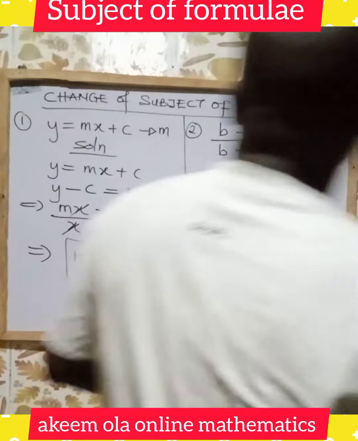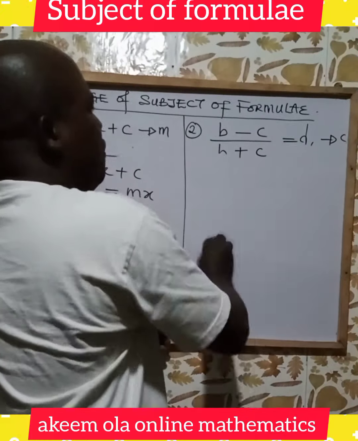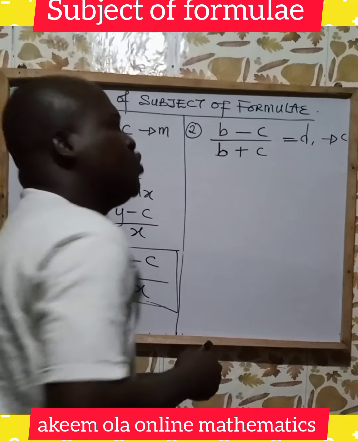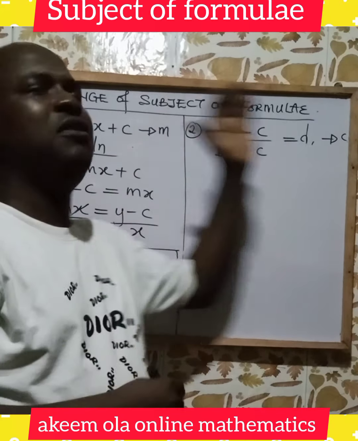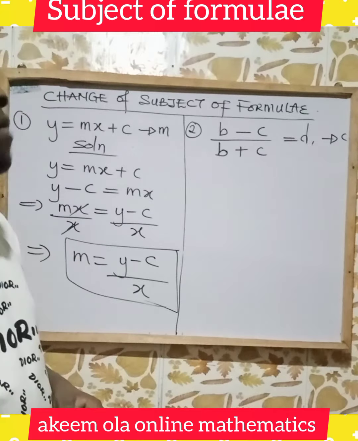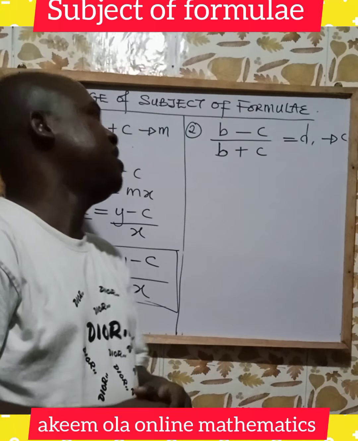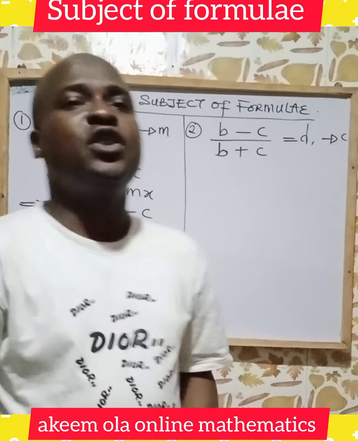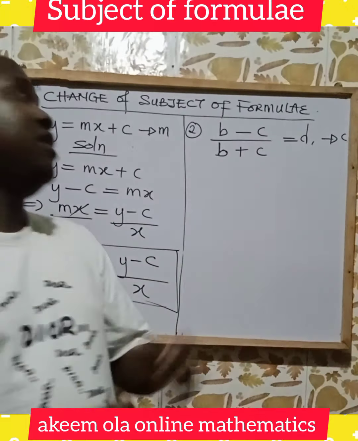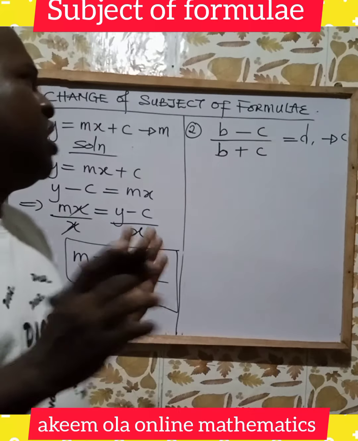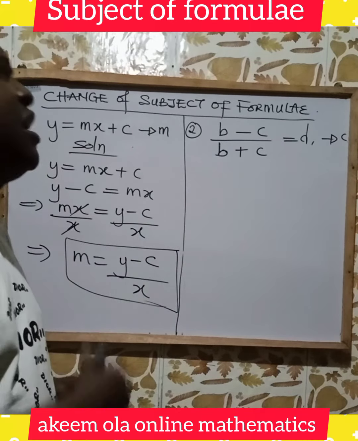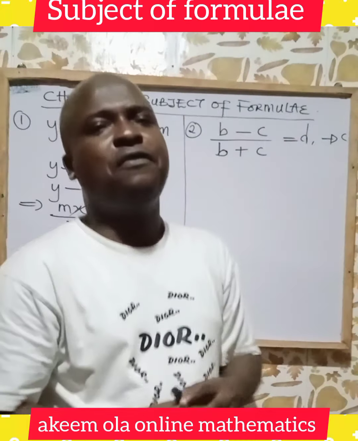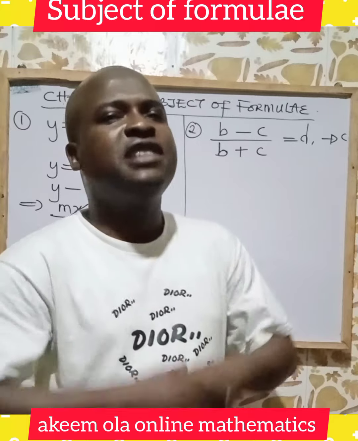So let's go to the second question. The second question also has a left hand side and a right hand side. We have b minus c all over b plus c is equal to d. A fraction. We are already used to fractions now. Remember we say a fraction has a numerator and a denominator. The first thing we need to do is, if you consider the right hand side of this question, you will notice that the right hand side is not a fraction, it is a whole number.